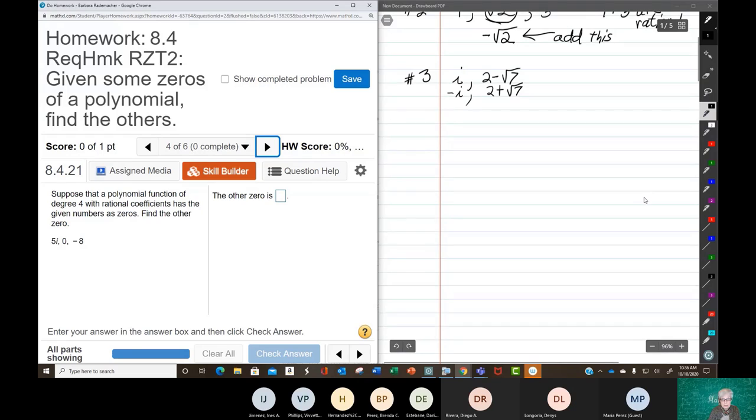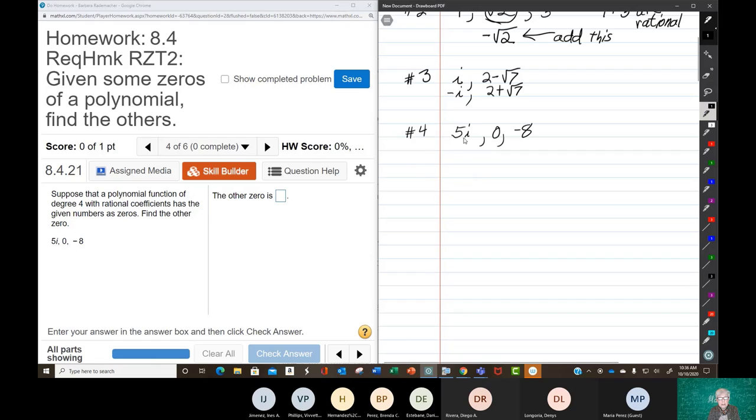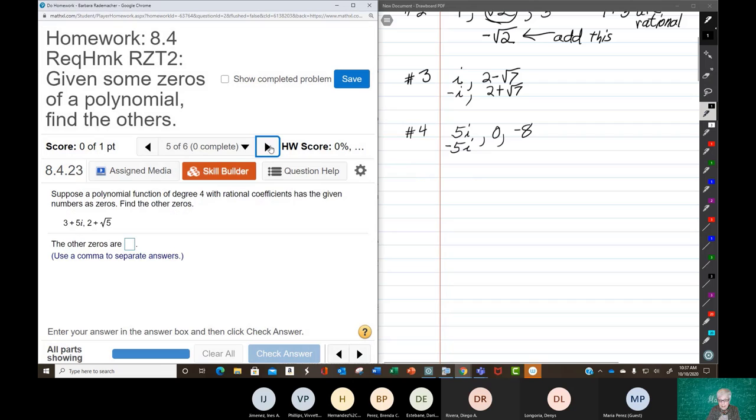Number 4. The zeros you're told that you have are 5i, 0, and negative 8. You like 0 and negative 8, but we don't like 5i, so we're going to have to match it up with its conjugate, negative 5i. So that's all they're asking you to do. The other zero is, which is what this is saying over and over again. What are the other zeros? The other zero is, well, here I would type negative 5i. But let's get done. Then maybe I'll come back and do some.